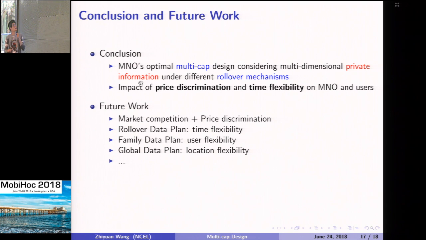For example, the family data plan allows several family members to share the same data cap, offering flexibility from the user dimension, and the global data plan allows you to consume the same data cap in several different countries, offering location flexibility. As we will see in the future, I think we will find more and more innovative data plans. In one word, there are still many interesting and critical topics in this area.